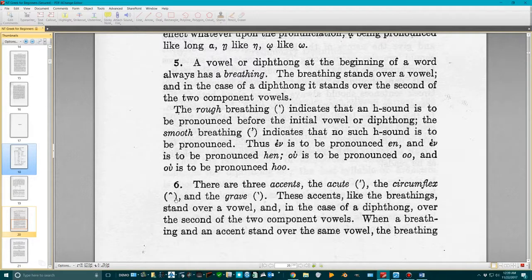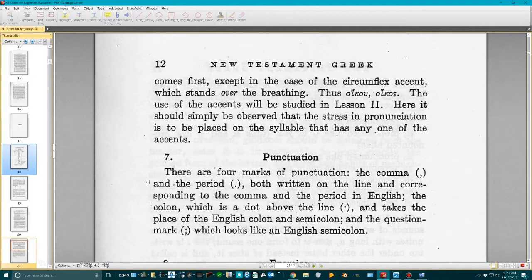There are three accents in New Testament Greek also. There's the acute, there's the circumflex, and there's the grave. Some people pronounce it "grave" or "grahv." Either way. These accents, like the breathings, stand over a vowel, and in the case of a diphthong, over the second of the two component vowels. When a breathing and an accent stand over the same vowel, the breathing comes first, except in the case of the circumflex accent, which stands over the breathing.